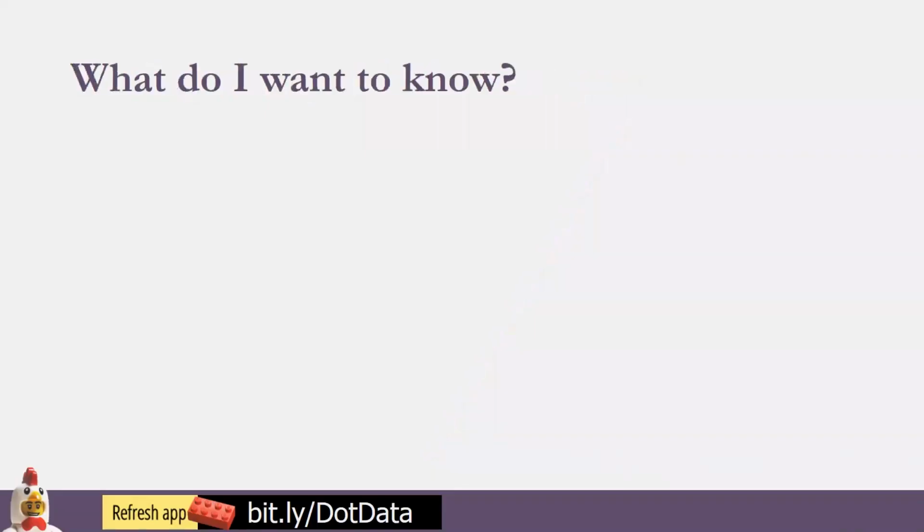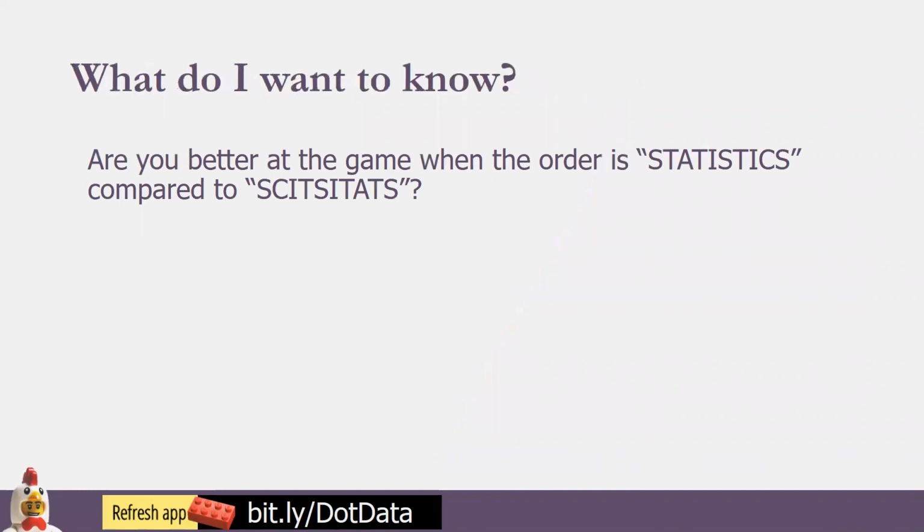So first question, probably the most obvious. Are you better at the game when the order of the word is statistics compared to stats? So I would think that if the word is forwards, you'd be able to complete it faster than if it's backwards, but we don't know. So if I want to do a hypothesis test on this, here we go.